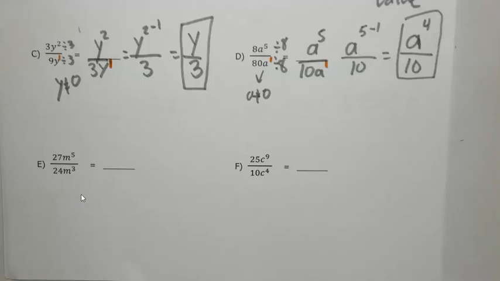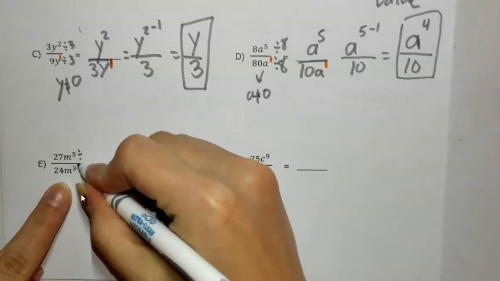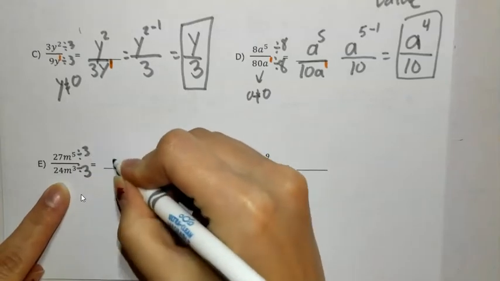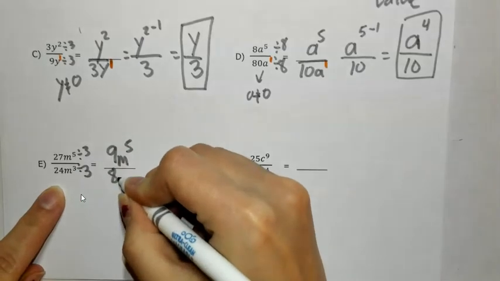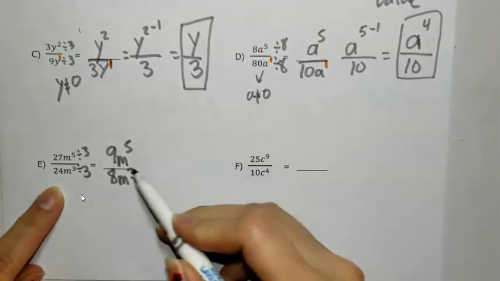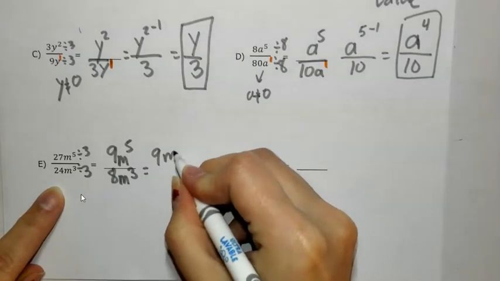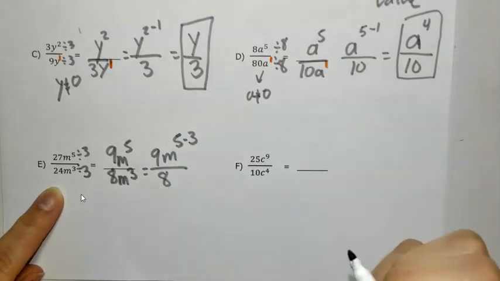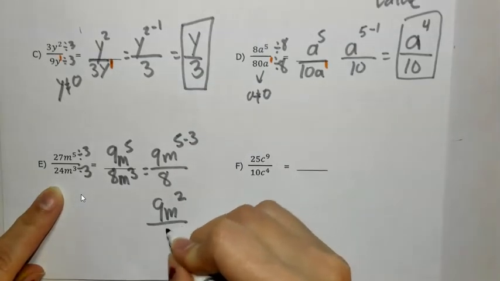Alright, let's look at E. We have 27m to the 5th power over 24m to the 3rd power. What can you divide these by? Okay, we can divide by 3. 27 divided by 3 is 9. 9m to the 5th. 24 divided by 3 is 8. 8m cubed. You see that there's an m up here and an m down here. So what are we going to do with the two numbers? Subtract them. 5 minus 3 is 2. So you have 9m to the 2nd power over 8.